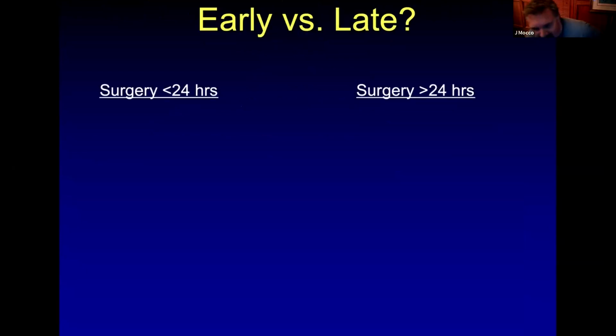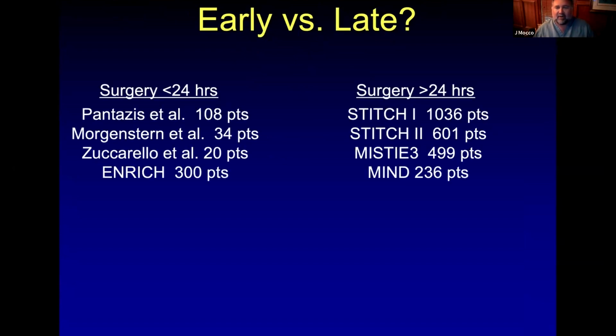And in fact, I want to lay it out very simply. If you look at every prospective randomized trial that has been put out there, published or presented on a major stage that I'm aware of for surgery for ICH, I want to highlight something. There are 4 that required surgery within 24 hours. And there were 4 that allowed surgery and evaluated people with surgery after 24 hours. The 4 within 24 hours have much smaller N, and yet all of them show signal of benefit, with significant benefit in Pentasis and ENRICH, and strong signals of benefit for Morgenstern and Zuccarello, despite having less than 40 patients in both of those studies.